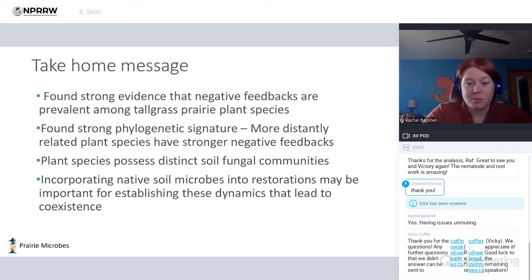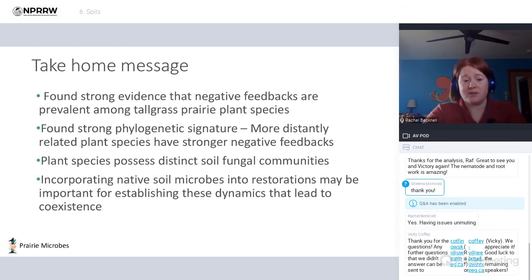And I found that they do possess distinct soil fungal communities. And I do believe that incorporating these native soil microbes into restorations could be really useful for having greater coexistence and increasing the biodiversity in your restorations.